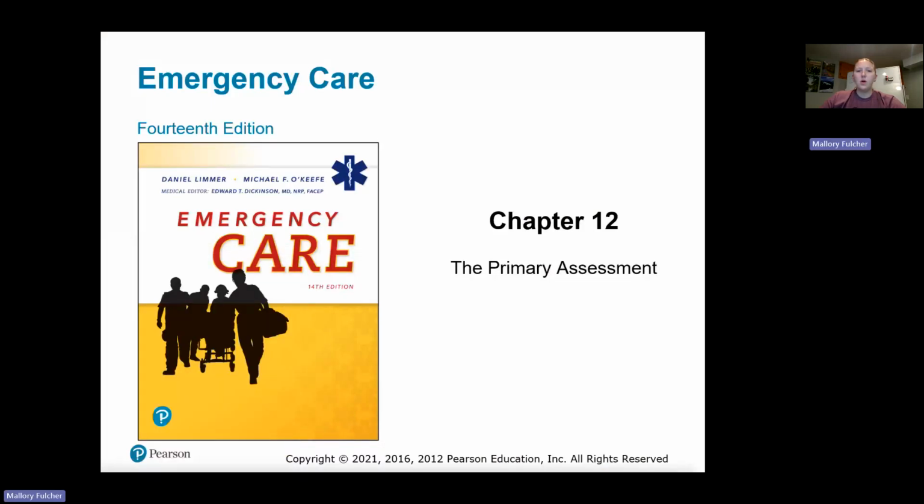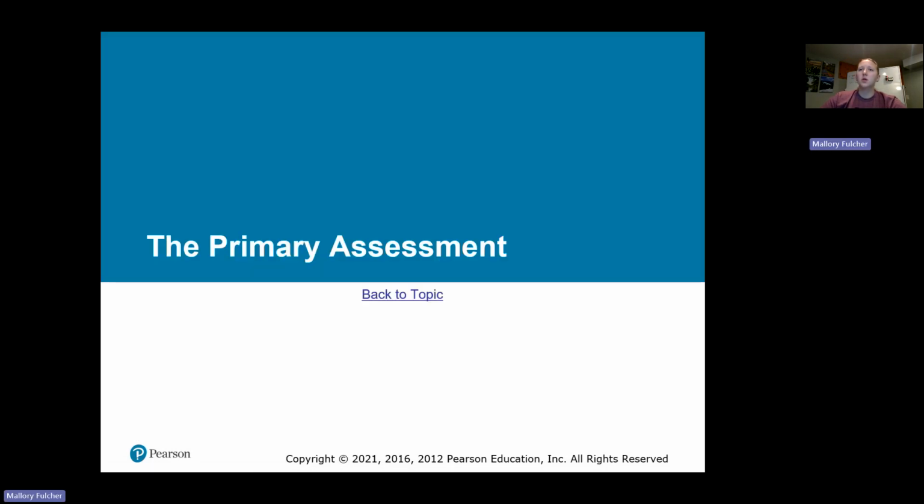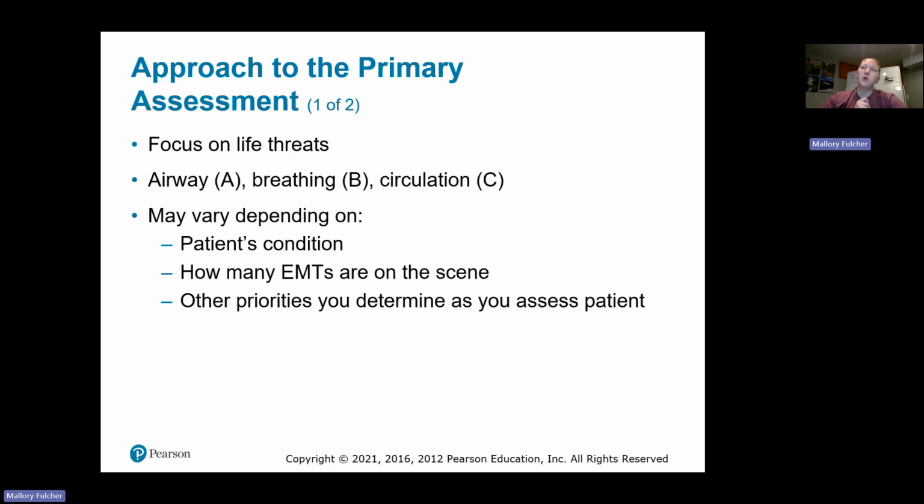All right, chapter 12 is on the primary assessment. So with our primary assessment, we want to focus on life threats. And actually, before I start getting into this, I should really just kind of recap.